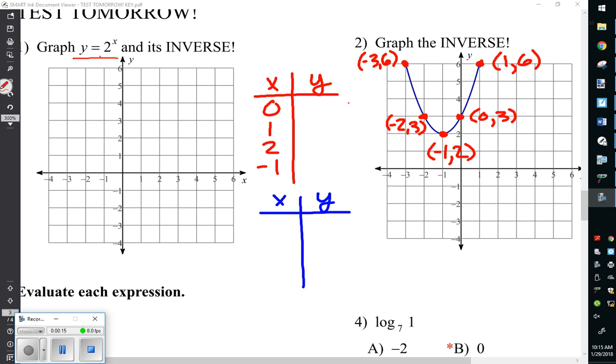So this first one would be 2 to the 0. Anything to the 0 power is 1. 2 to the first is 2. 2 squared would be 4. 2 to the negative 1. Remember that negative gives you a fraction, which would get you 1/2.